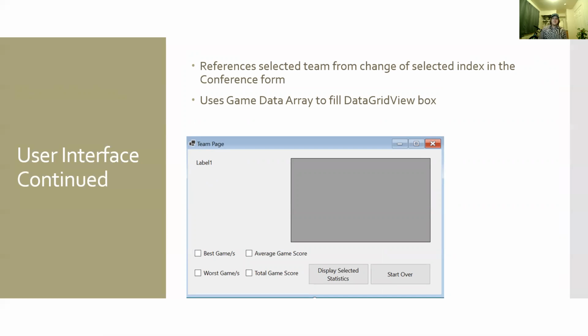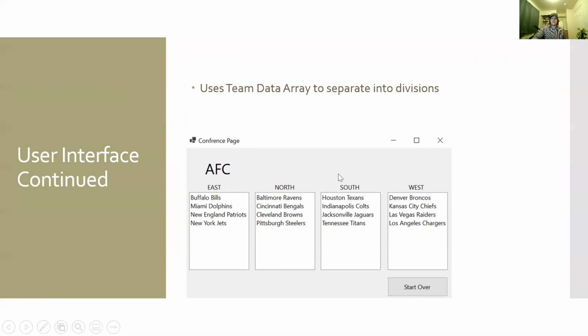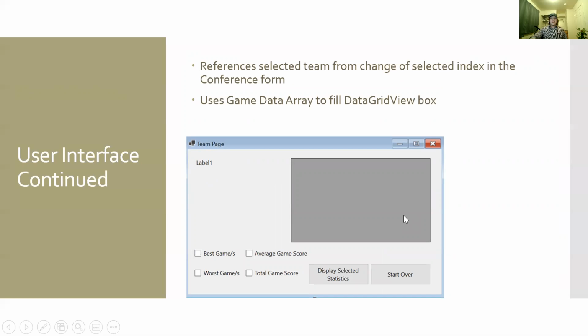Continuing with the user interface, here is the team page. Here it references the selected index change from the list boxes that we saw in this previous slide. And it uses the game data array to fill this data grid view box. And here is where the team logo will be and the team name will change to whatever team it is here. This is just a fun, dynamic way for users to interact with the information.